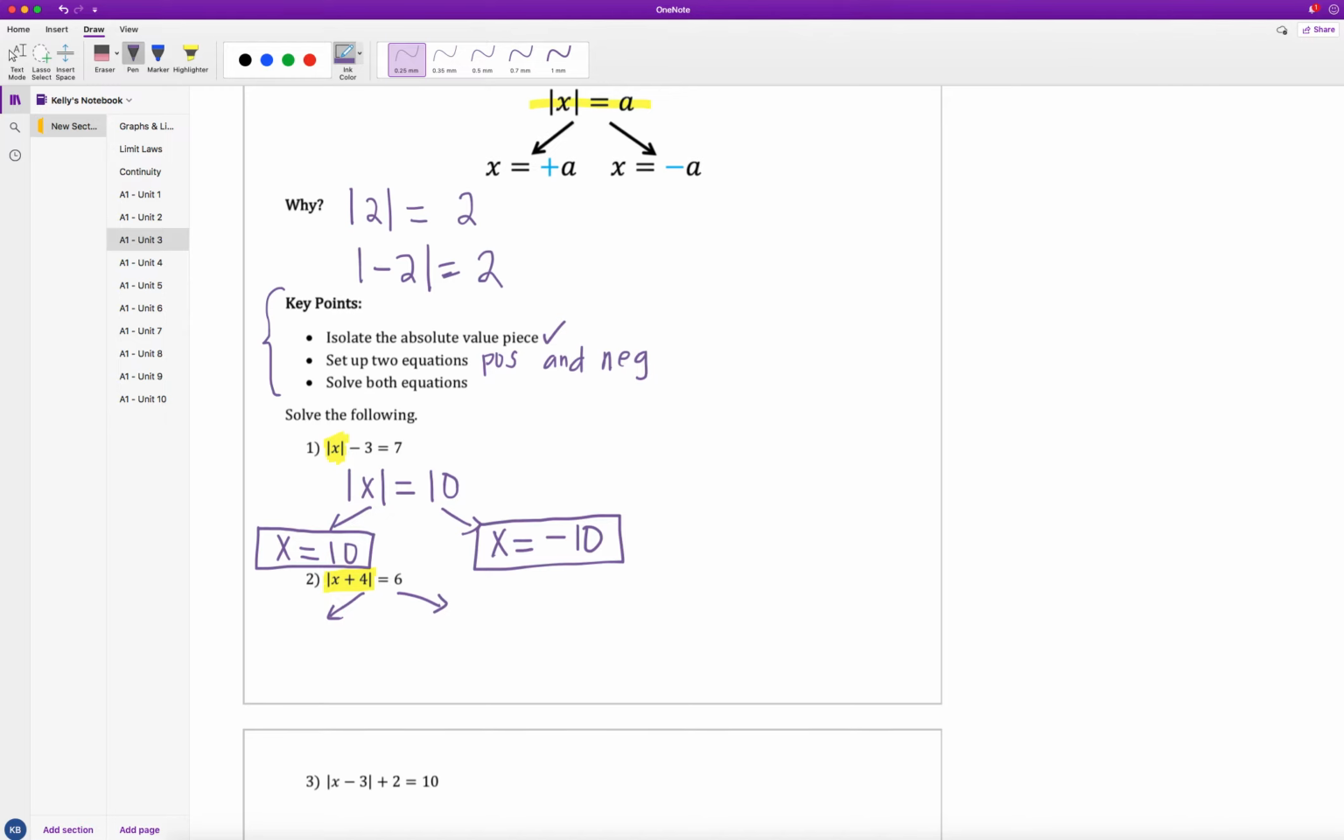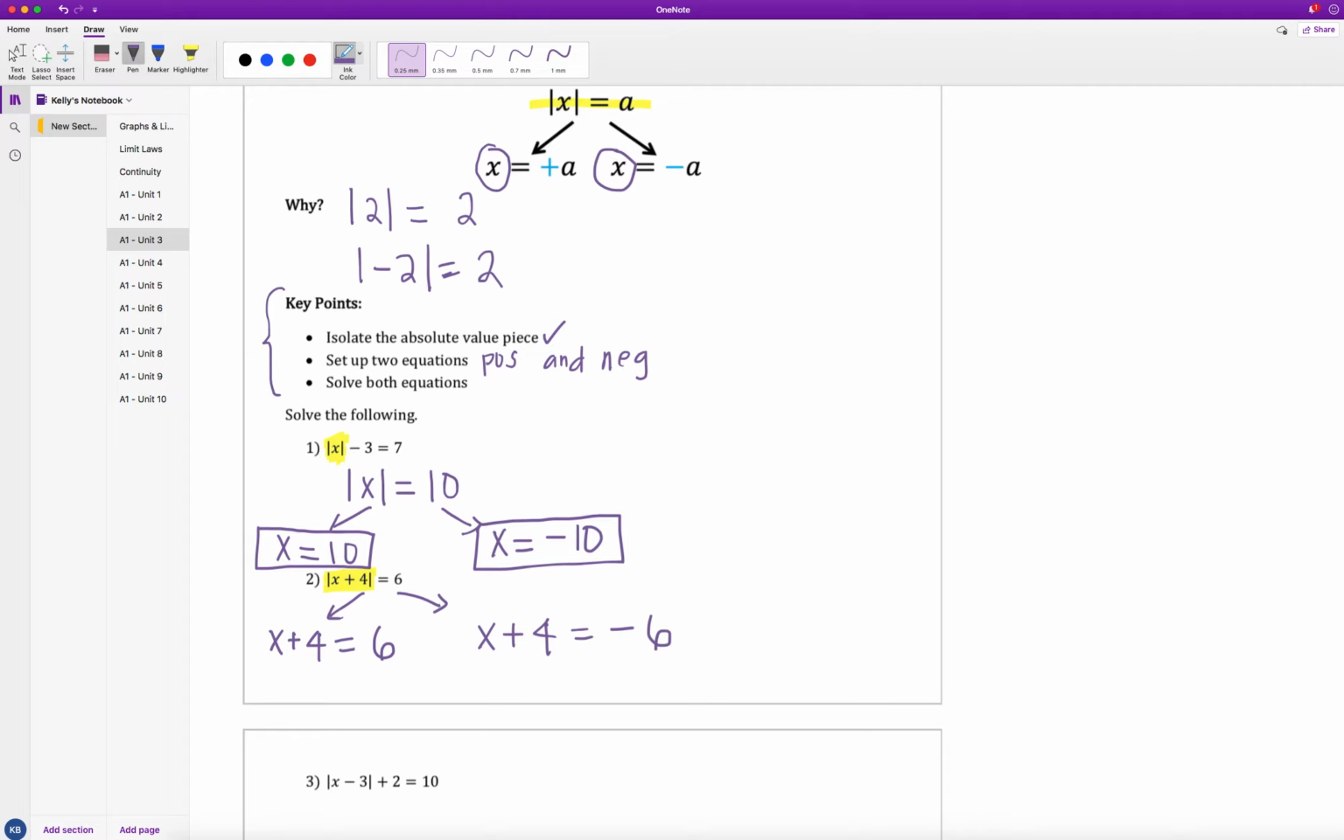Now when I split this, remember up here, our x did not change. So it's x equals in both of these. So in this case, it will be x plus 4, since that's what's inside the absolute value. So in both cases, I get x plus 4. In the positive case, I get equals positive 6. And in the negative case, I get equals negative 6. From here, unlike in example 1, I have not solved for x yet. I have to do a little bit more work to get x by itself.